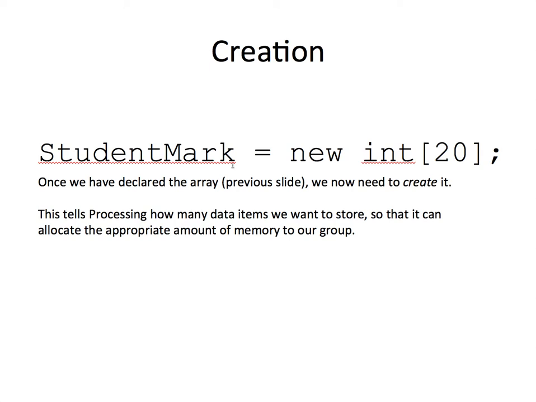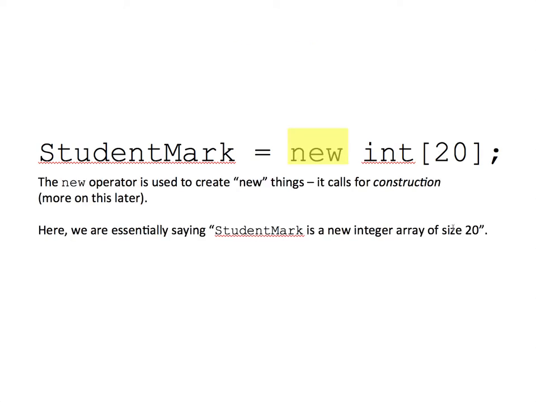So we say that student mark is the result of a new reservation of 20 integers. The new operator is used to construct new things, and we'll make a lot more use of this later on. So here we're essentially saying student mark is a new integer array of size 20.